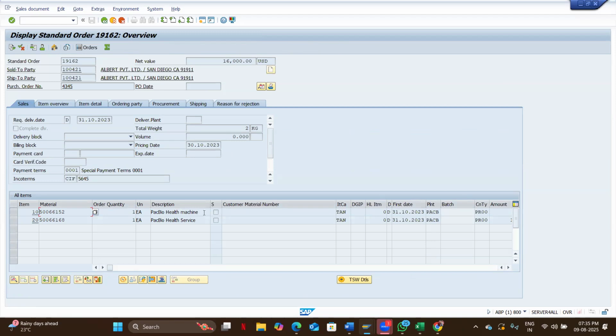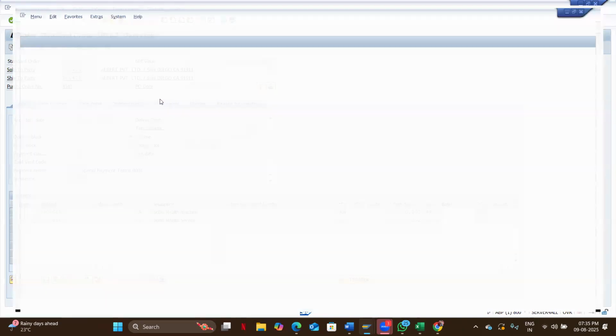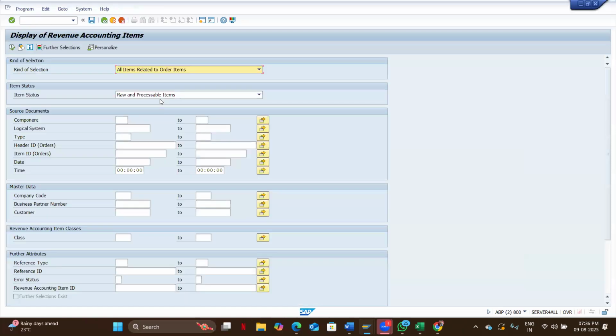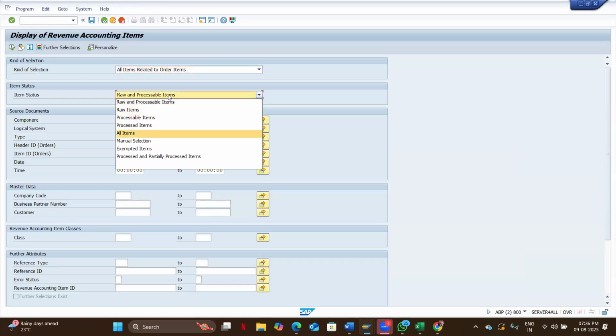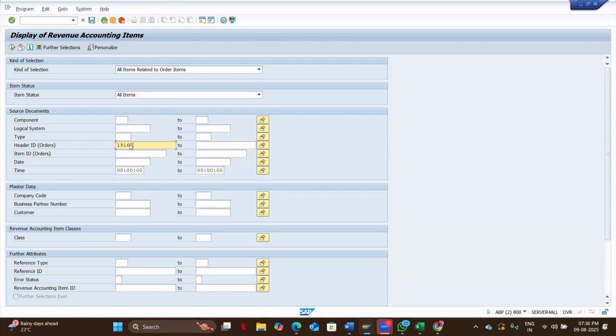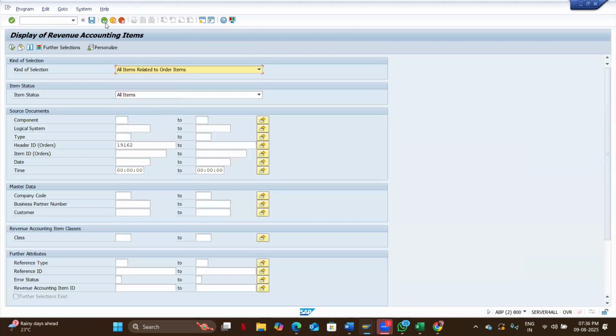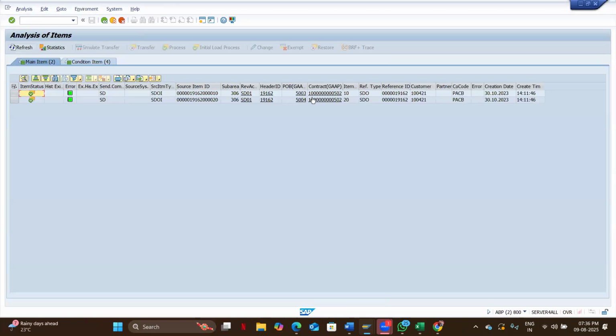One is a hardware item, one is a service item. We can take this example and discuss it completely: how much amount, how much allocation, everything we can discuss. So this is our scenario. RAR amount and everything we can check, and how much the contractual price is, and everything.